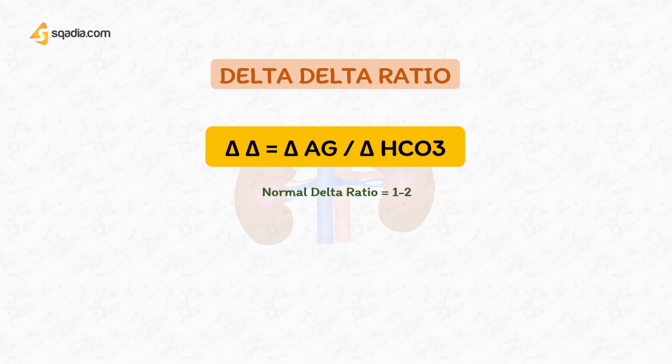So basically the Winter's formula is for assessing if there is a secondary respiratory disorder, and the delta-delta ratio is going to tell you if you have a secondary metabolic disorder. A normal delta-delta ratio is between 1 and 2. If it is less than 1, then there is a secondary non-anion gap metabolic acidosis. And if the delta-delta ratio is more than 2, then there is a secondary metabolic alkalosis or pre-existing respiratory acidosis owing to the high bicarbonate levels.